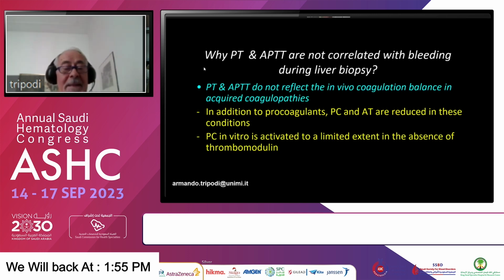Now, one may wonder why PT and APTT are not correlated with the bleeding during liver biopsy. We thought about this apparent paradox, and we came to the conclusion some years ago that PT and APTT do not reflect the coagulation balance that occurs in vivo, particularly in acquired coagulopathy such as cirrhosis, where in addition to the procoagulants, also protein C and antithrombin are reduced to the same extent. And finally, protein C in vitro is activated to a limited extent in the absence of thrombomodulin. You know that thrombomodulin is located on endothelial cells and much less in plasma.